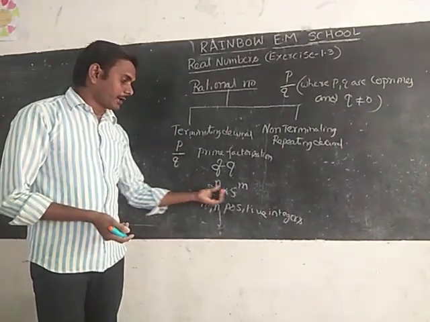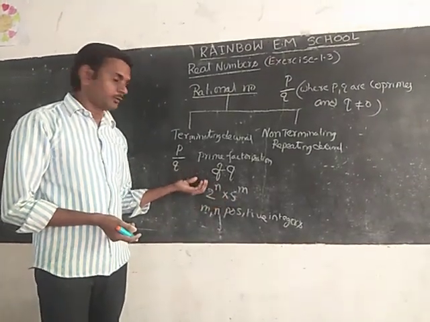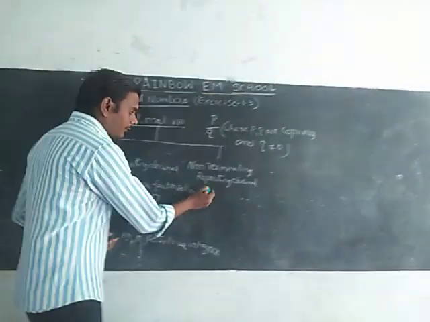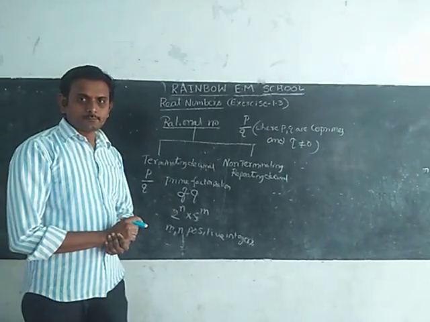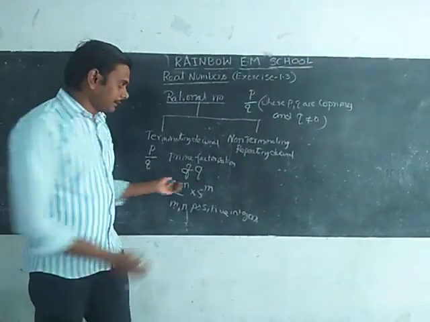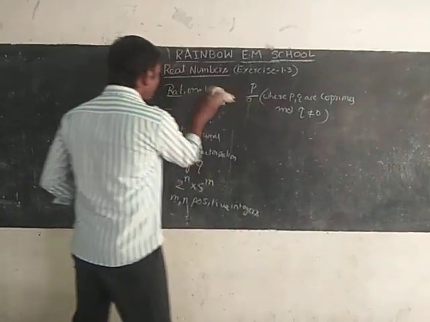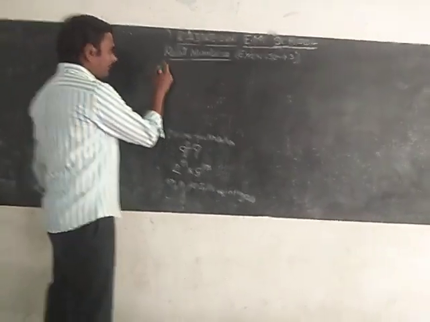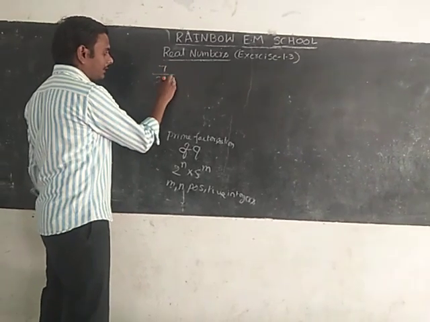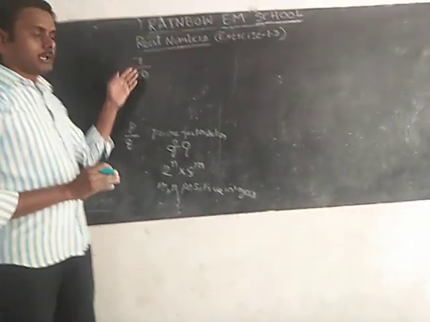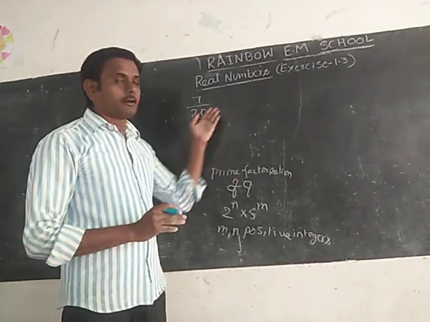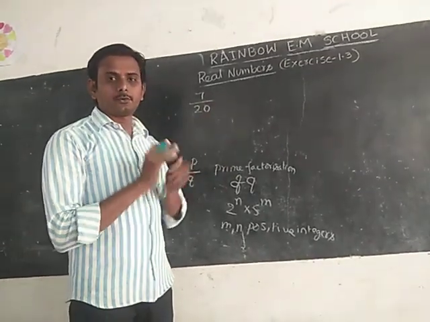That means only the combination of 2 power m, 5 power n; only these we can have in the prime factorization of the denominator. Otherwise, it goes to the non-terminating decimal. Before going to that, we will discuss an example related to this. What is the example for the terminating decimal? I have taken one fraction here, 7 by 20. I want to know whether this gives a terminating decimal or non-terminating decimal.